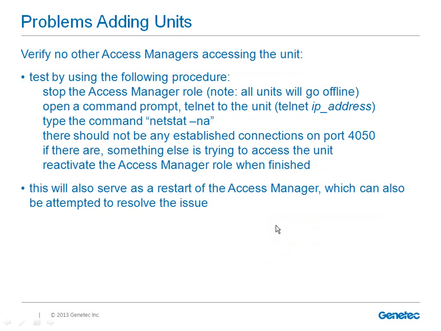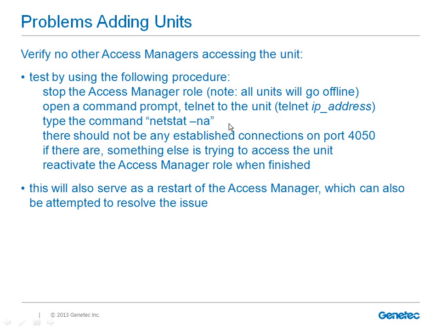We can actually test this by trying the following steps here. First, we need to stop the Access Manager role. Now remember, this will make all the access control units go offline until it's restarted. After that, we want to open a command prompt, telnet to the unit, and use the root and pass or BTF SPLK credentials as we had done before.